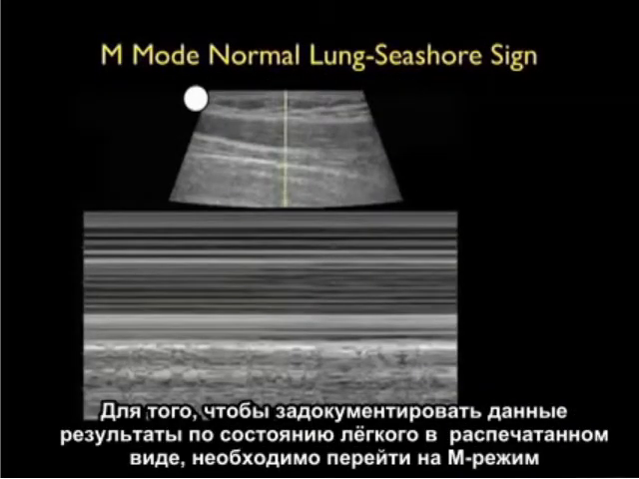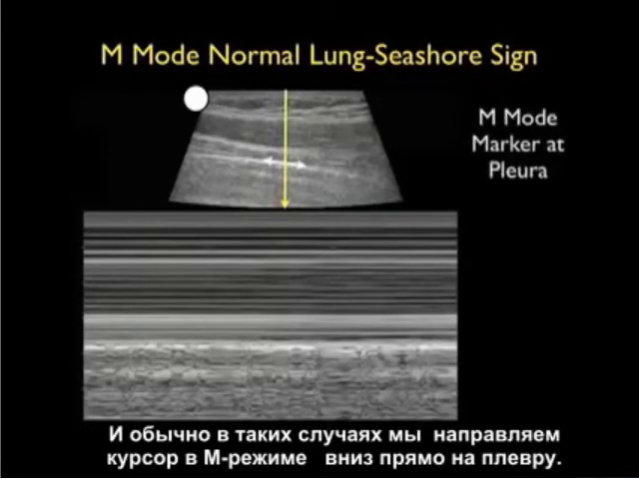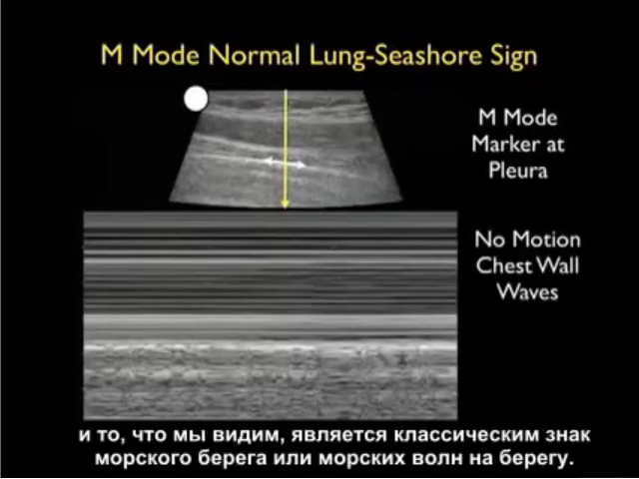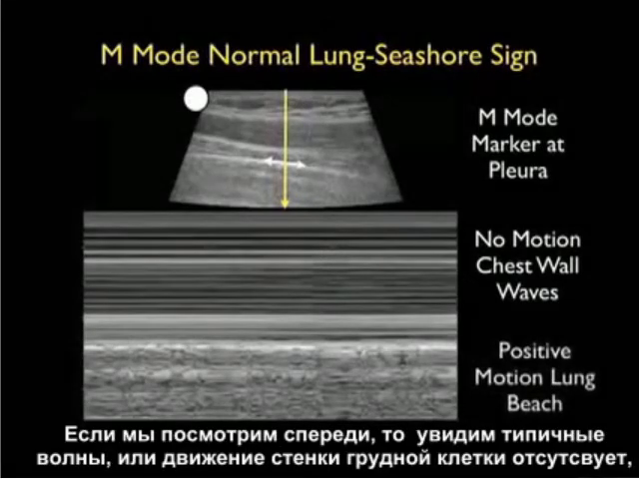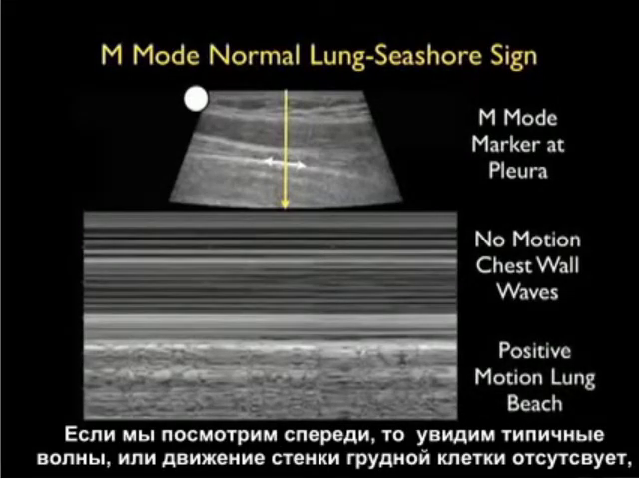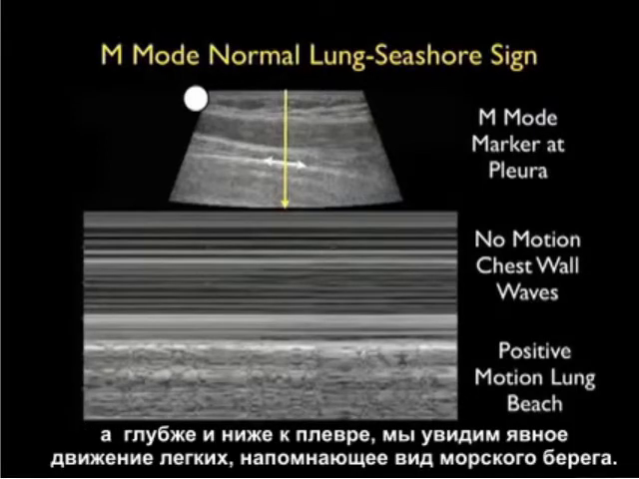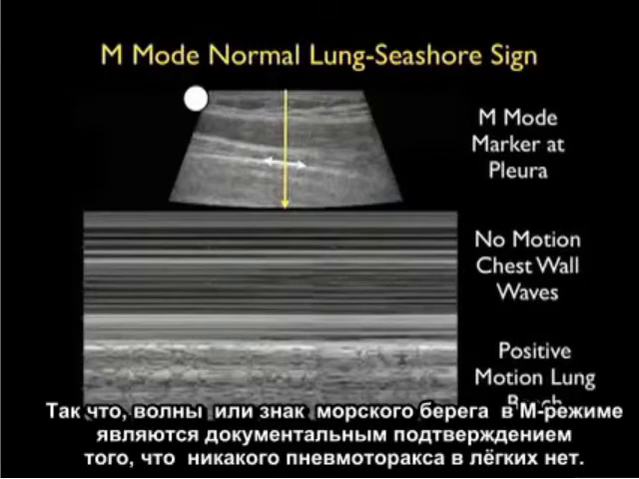A way to document that the lung is up, to print out for the chart, is to put on M mode, and generally what we do is locate it so the M mode cursor is down right at the pleura. And what we see is the classic seashore sign, or waves on the beach. If we look anteriorly, we'll see the classic waves, or no motion of the chest wall, and below that, deep to the pleura, we'll see the positive motion of the lung making up the beach. So waves on the beach, or the seashore sign, and M mode documentation that the lung is up and that there's no pneumothorax.